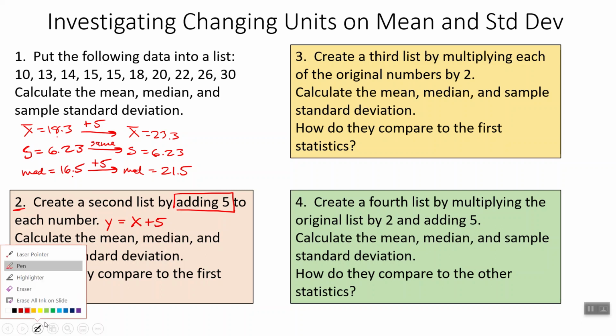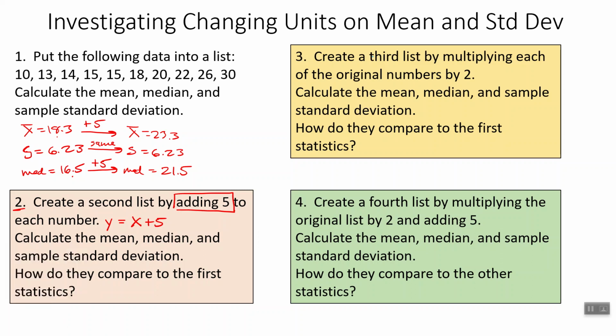All right, what happens now? Let's use blue. Create a third list by multiplying each of the original numbers by 2 and then checking what happens.